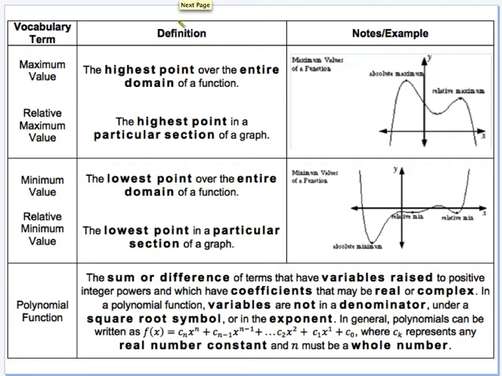All right, last couple of terms we want to look at, maximum value and minimum value. The maximum value is the highest point over the entire domain of the function. So this point right here would be the maximum value. A relative maximum is the highest point in a particular section. So this one is a relative maximum. So from like here to here, the highest point is here. Okay. Same thing with minimum values. You've seen them before. Minimum values here and here and here. And I think that's all.